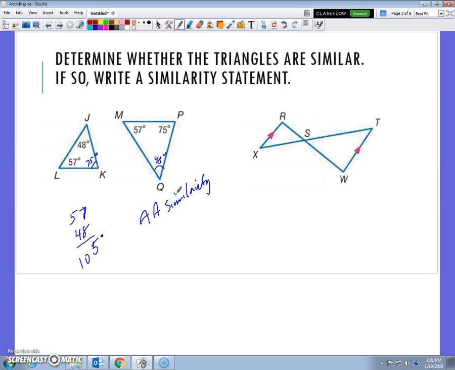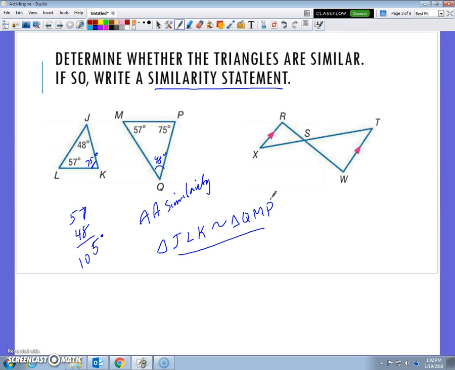All right, so if I wanted to write the actual similarity statement as it says in the directions, I'm glad I noticed that, that's what we need to do. So I would say that triangle, and I'm going to start with the smallest angle first, J, 48 degrees, L, K is similar to triangle, look at the smallest one again, Q, second smallest, M, P. There's my similarity statement. I know they're similar because of angle-angle. I did a little work to make sure that there were two angles that they shared the same. But now that I know all three angles are congruent, in fact I only need two of them, I can say angle-angle similarity says that these two triangles are similar, and here's my similarity statement.